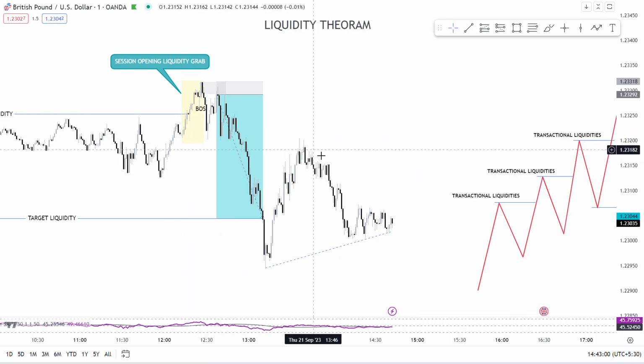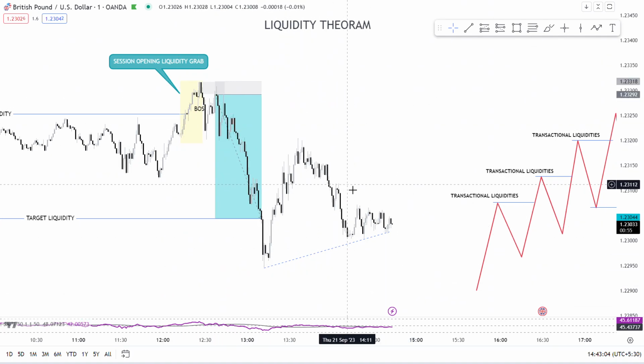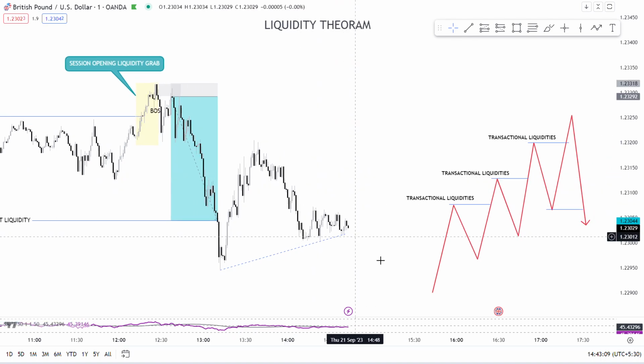In this video, I will explain exactly how I took this trade using the liquidity inducement theorem. First thing you should understand is what liquidity is in the marketplace and how to identify liquidity flawlessly.